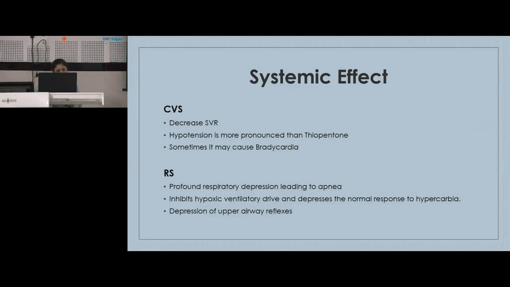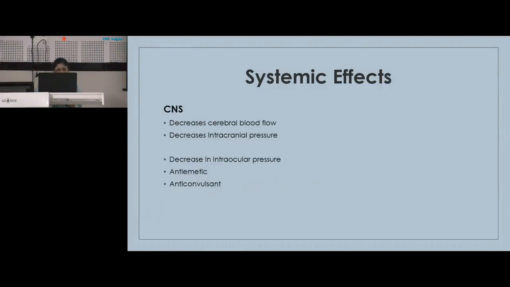Respiratory system: it causes profound respiratory depression leading to apnea. So you should be prepared to maintain the airway. Then it inhibits the hypoxic ventilatory drive and depresses the normal response to hypercarbia. It also causes depression of upper airway reflexes, so it can lead to aspiration in a patient with a full stomach.